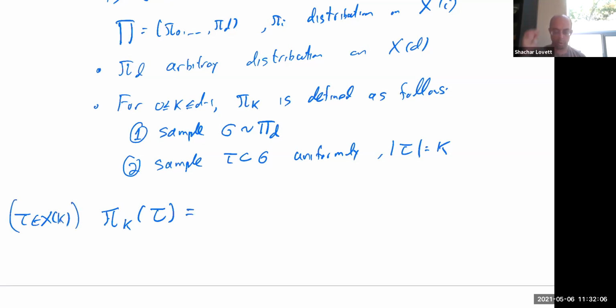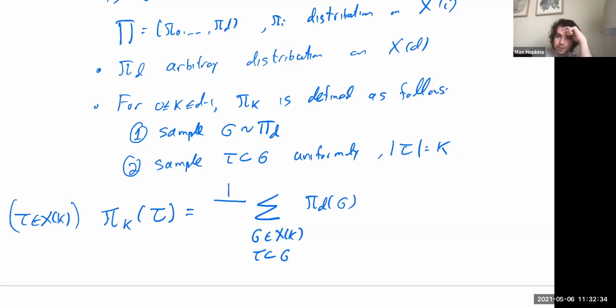First of all, we're going to sum over all the sigma in X_D that contain tau as a subface, weighted by the distribution on sigma. That's going to be the probability we choose them, and then you want to normalize. Sigma should be in X_D. Yep, sigma is a top level face in X_D, thank you. And we're going to normalize by 1 over D choose K.